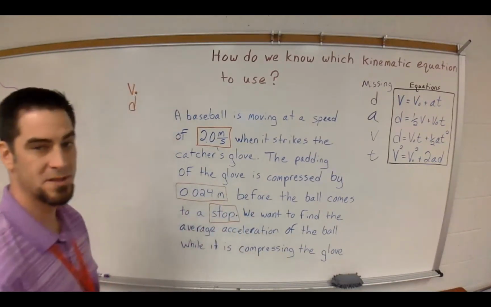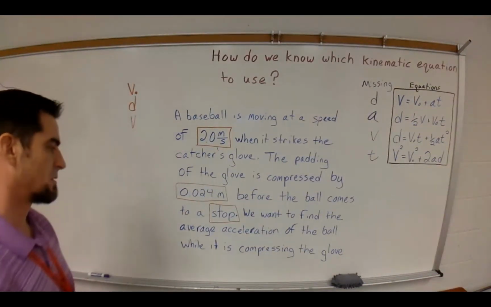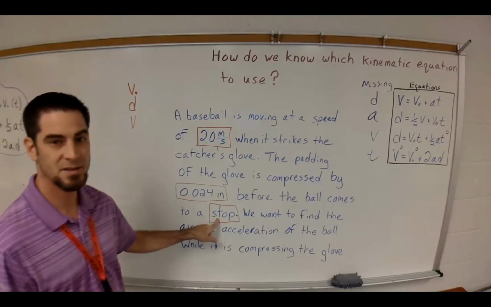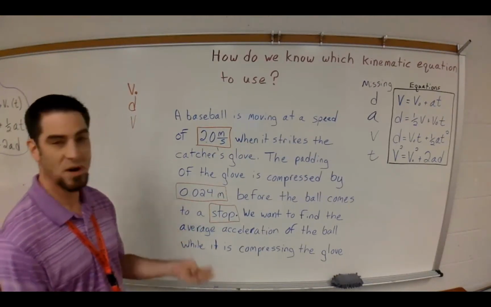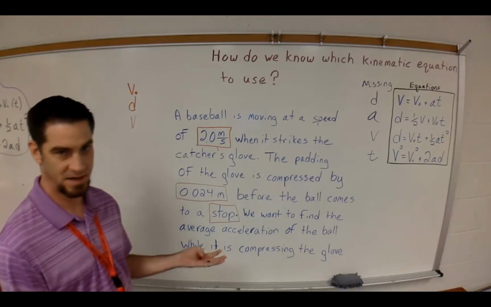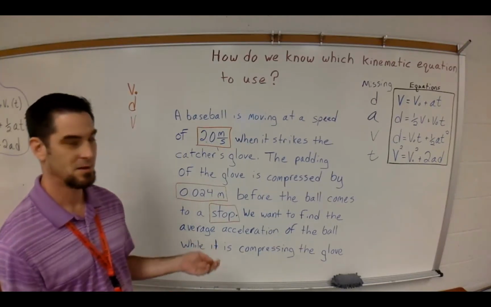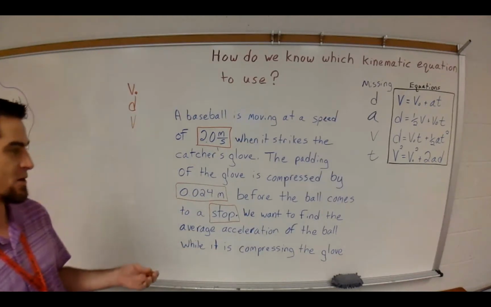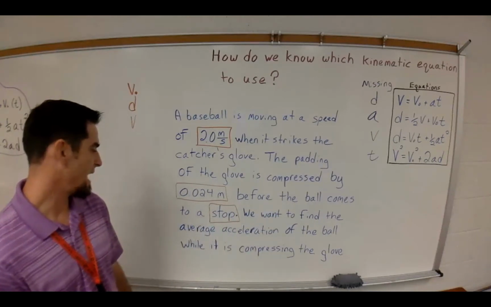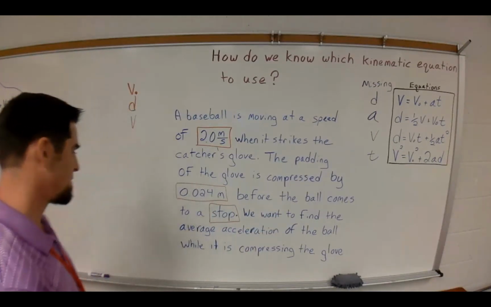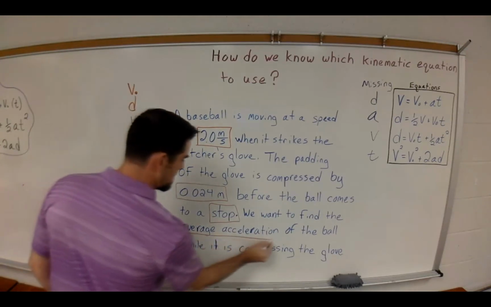We've got distance before the ball comes to a stop. So 0 is our final velocity. So this is one of those where it's not given to you as a number, but it's expressed in the form of words, like keywords, like comes to a stop or starts from rest. These are keywords that tell you the number should be 0. We want to find the average acceleration of the ball. So this isn't given to you, but this is asked for.